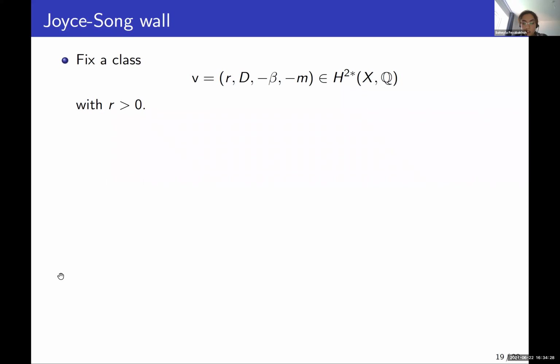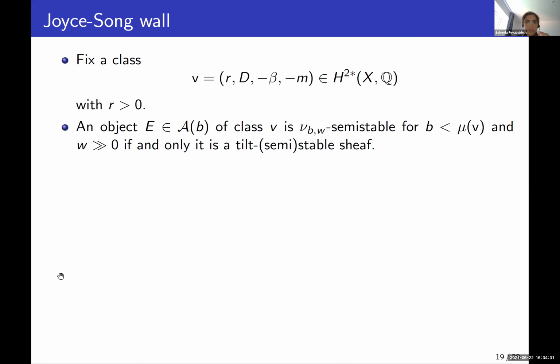Okay. So the first thing that we know is that ν_{B,W} semi-stability in the large volume limit, when W is very large, matches with tilt stability. So tilt stability is a kind of stability between slope stability and Gieseker stability. For slope stability, we use the first two coefficients in the Hilbert polynomial. But for Gieseker stability, we use the full four terms. But for tilt stability, we use the first three terms.